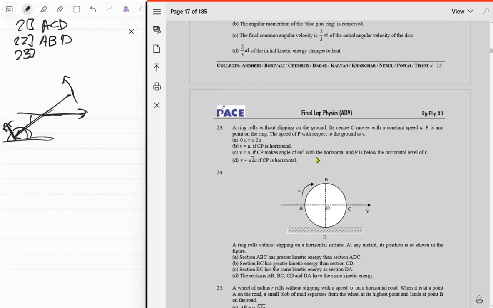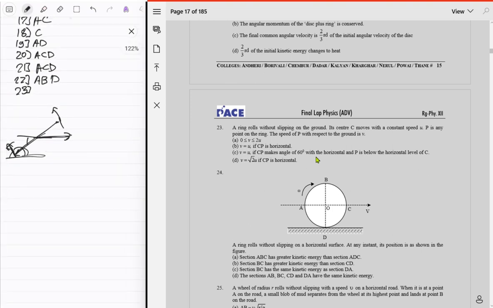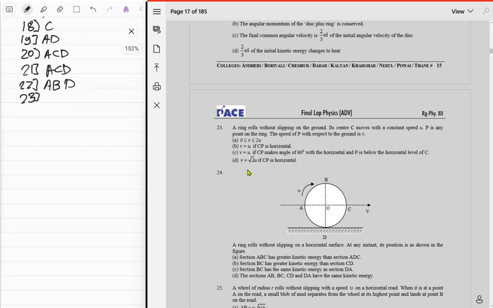P is below the horizontal of C, going in that direction. So no, it's not this. That's 30 degrees over there, plus an additional 90 degrees, which means you combine this 150 degrees. It should be 120 degrees such that V equals U, but that's not the case. So this is wrong. So C is not correct, A is correct, and D is correct. So just A and D.